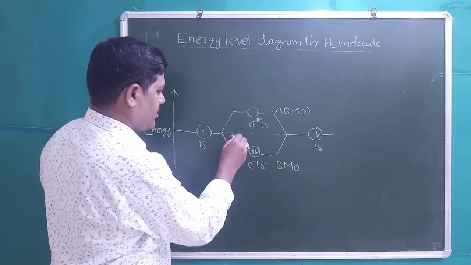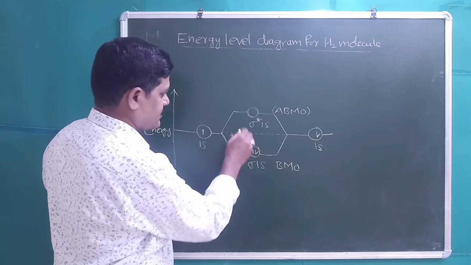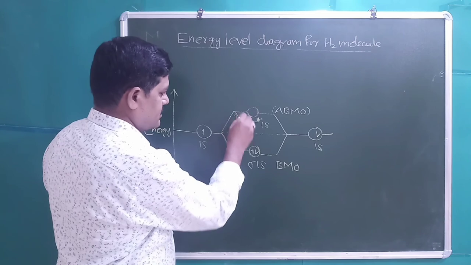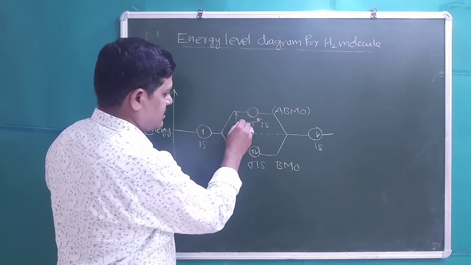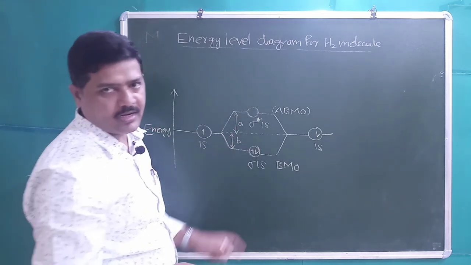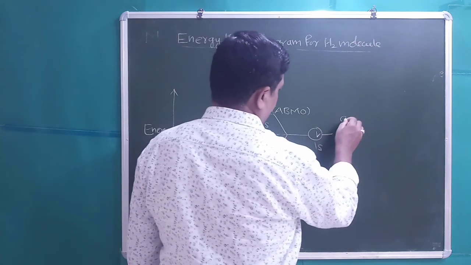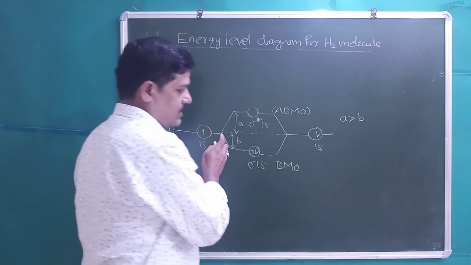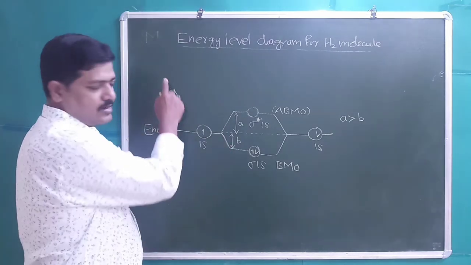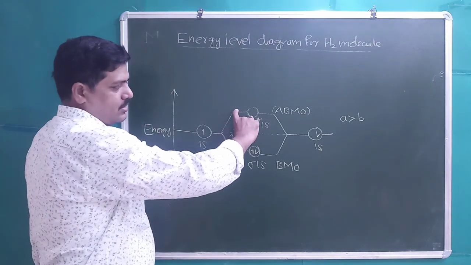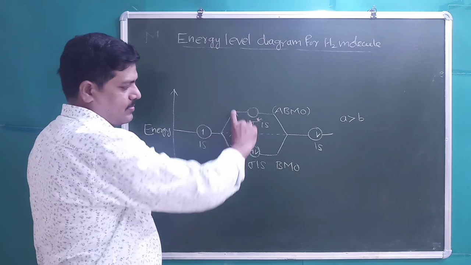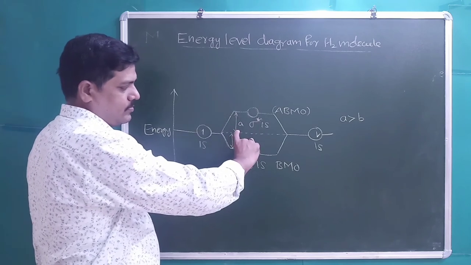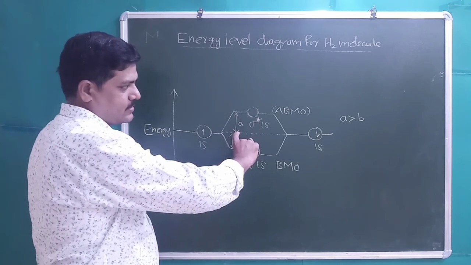Energy of bonding molecular orbitals is lesser than the energy of anti-bonding molecular orbitals. This is the energy level, increasing order of energy. The energy of anti-bonding molecular orbitals is greater than the energy of bonding molecular orbitals.